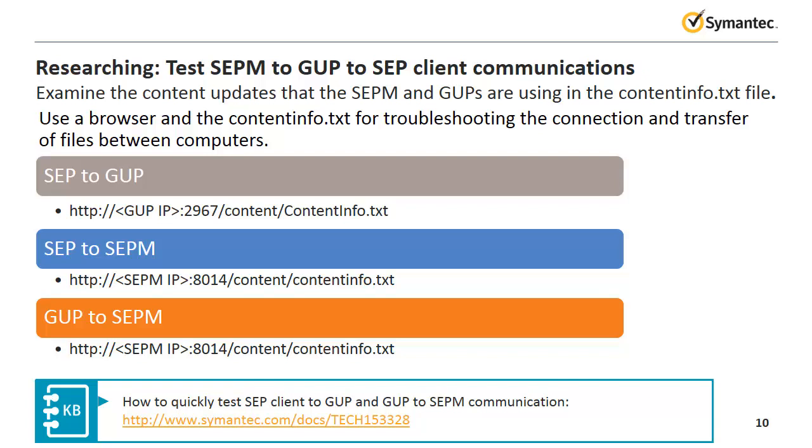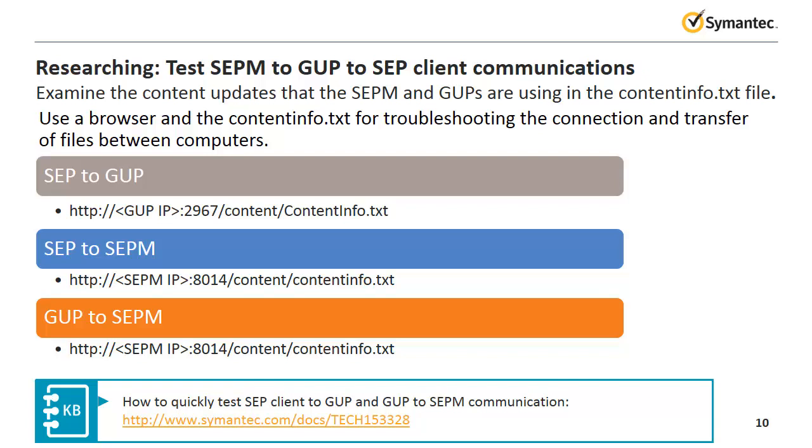The slide uses the default ports of 8014 and 2967 for communication. Note that SEP 14 also uses the default port of 443 for clients. You can also telnet to 2967 on the GUP and see the connection in the GUP logs.